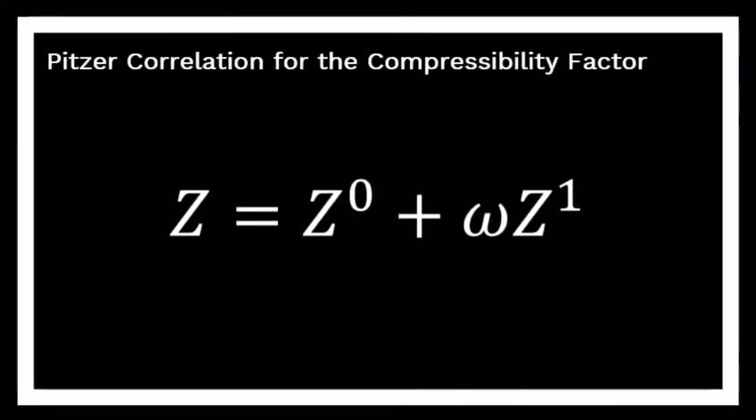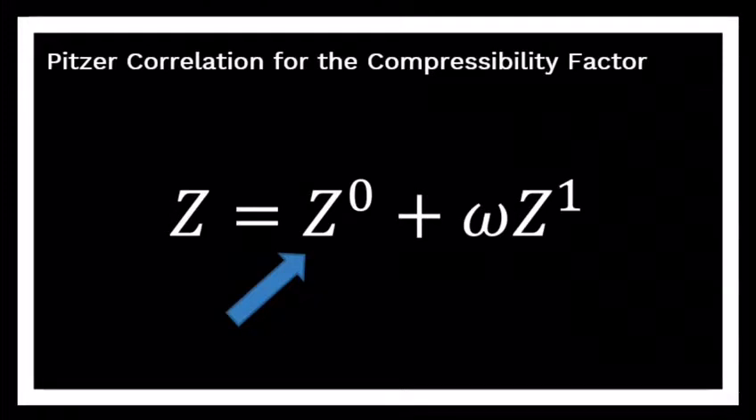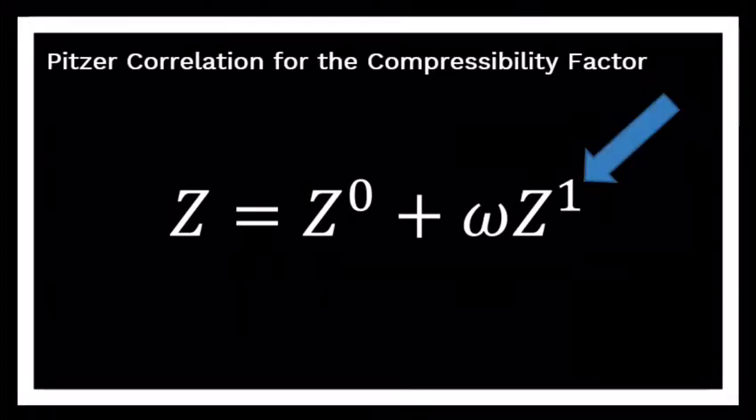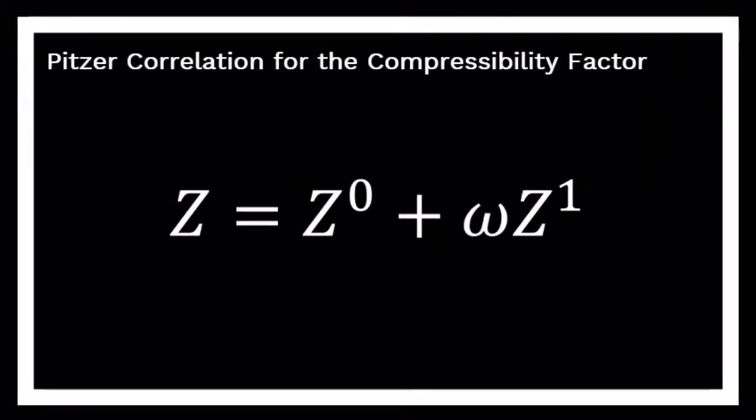1.0. The correlation for Z is according to this equation, which is Z equals Z0 plus omega Z1. The omega is the eccentric factor. Z0 is the database based on the simple fluid, while Z1 is multiplied with omega, the eccentric factor, to account for different types of fluid. For this equation, Z0 and Z1 are actually functions of both TR and PR. For a simple fluid, the eccentric factor becomes 0, hence Z0 becomes identical with Z.